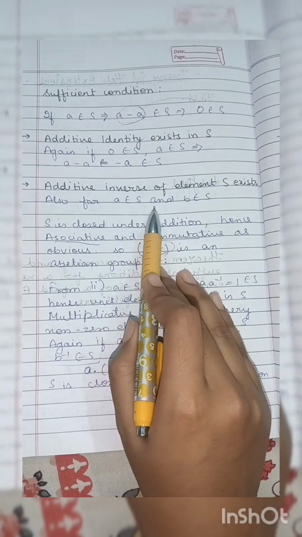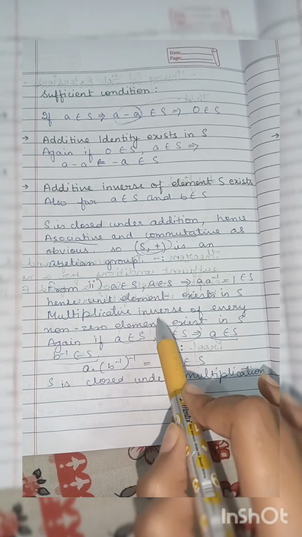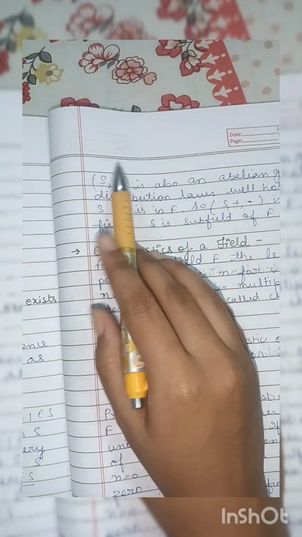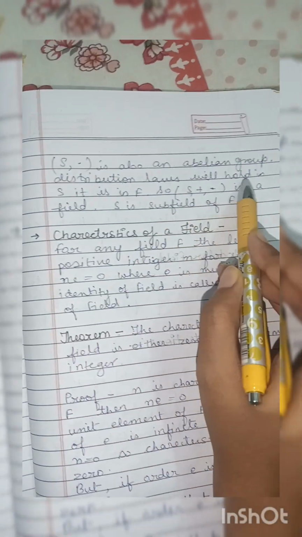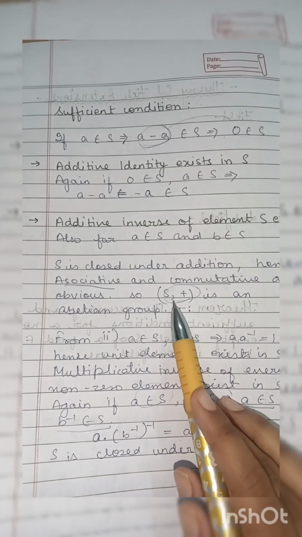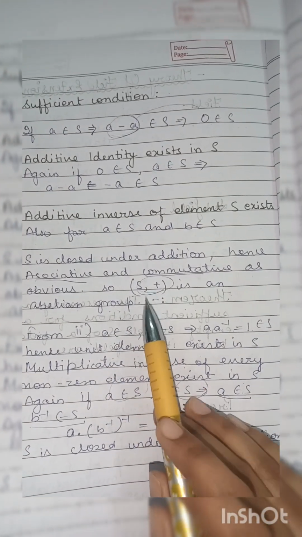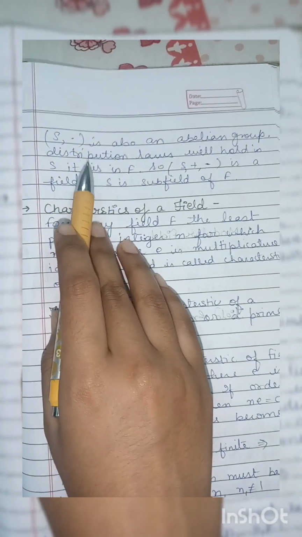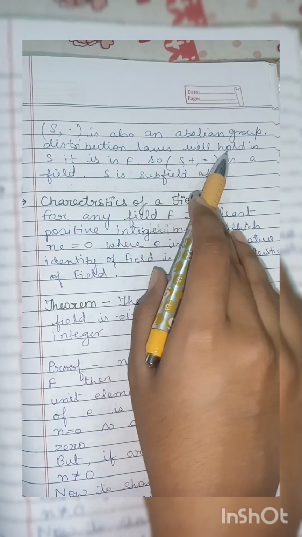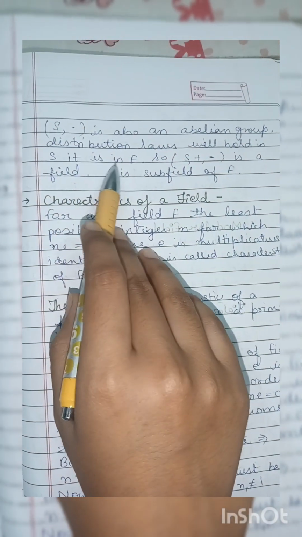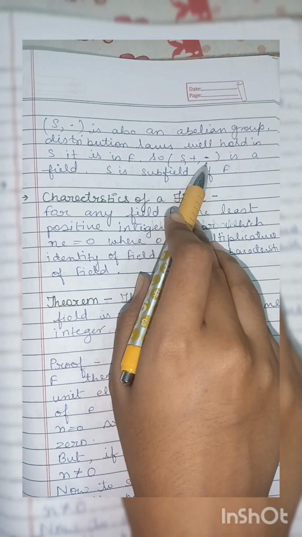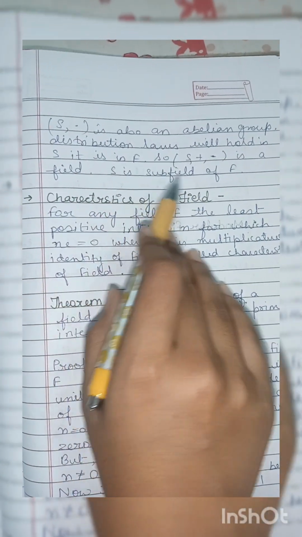We had proved it is closed under addition, and it is also proved closed under multiplication. Now (S, ·) is also an abelian group, because (S, +) is an abelian group, it is associative, it satisfies the property, and it is closed. Now distributive laws will hold in S if they hold in F. So (S, +, ·) is a field. S is a subfield of F.